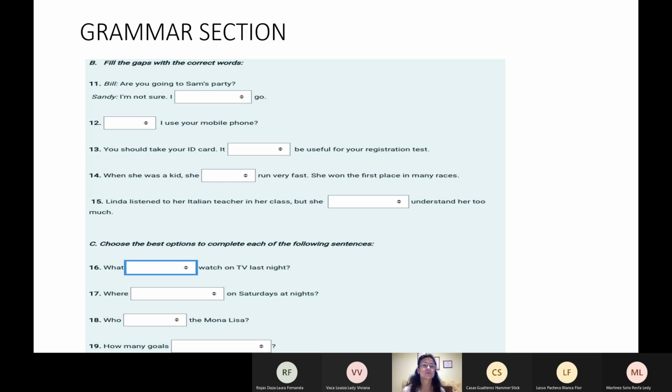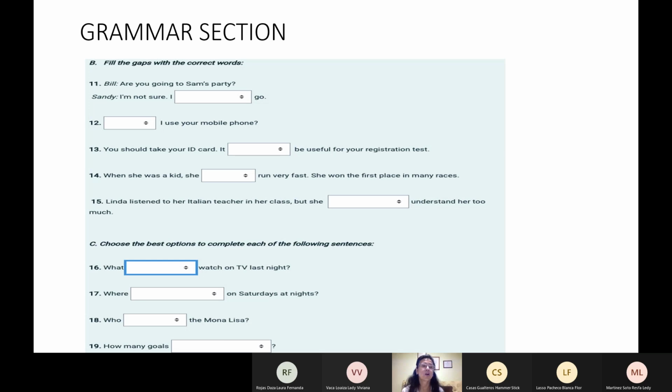Cool. It could. Esta podría ser útil. ¿Cuál es el modal? Could es más que todo para habilidades. ¿Cuál es el modal que utilizamos para posibilidades? Could, should, would, or might. Might, muy bien. It might. El might, acuérdate que tiene may and might. Ellos son los que utilizan para posibilidades. It might be useful for your registration test.